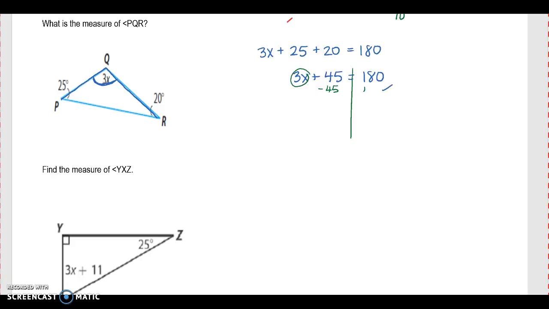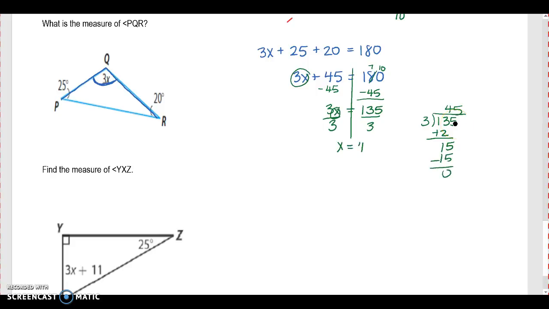Minus 45. I have to borrow here. 7, 10, 5. 7 minus 4 is 3. So 135. 3x equals 135. Well, we're on a roll, so let's keep going. 135 divided by 3. 3 times 4 is 12. 15. 3 times 5 is 15. 0. So x equals 45.